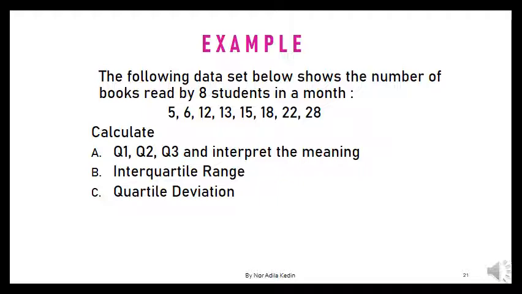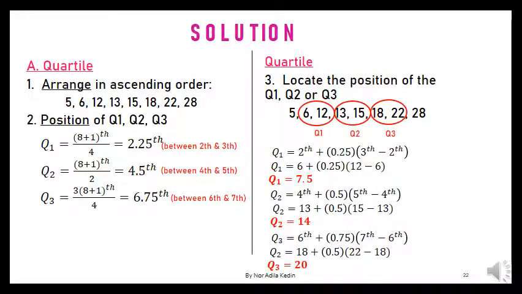Alright. So here we have 1, 2, 3, 4, 5, 6, 7, 8. N sama dengan 8. Dan dalam soalan ini dah arrange daripada yang paling minimum sampai yang maksimum. Soalan suruh cari Q1, Q2 and Q3, interpret the meaning, interquartile range and quartile deviation. So, step 1, arrange in ascending order. Next, cari position for your Q1. Tolong betulkan ya. Ada position dekat depan ni.